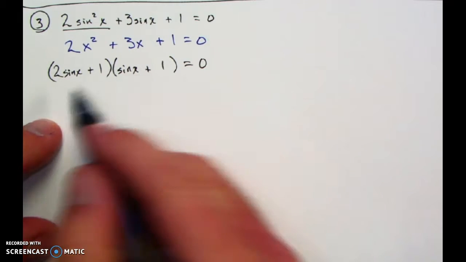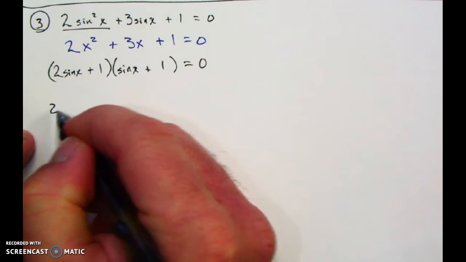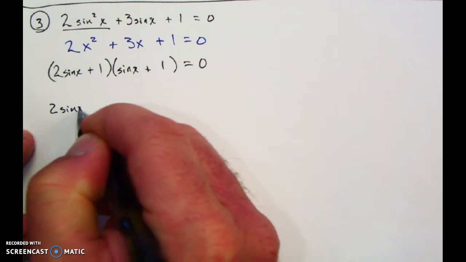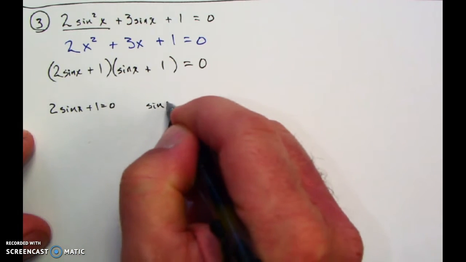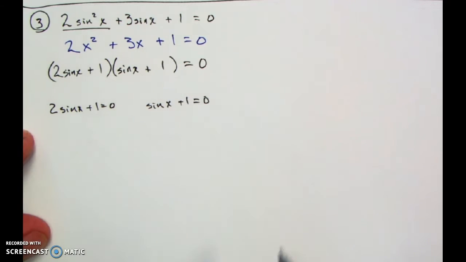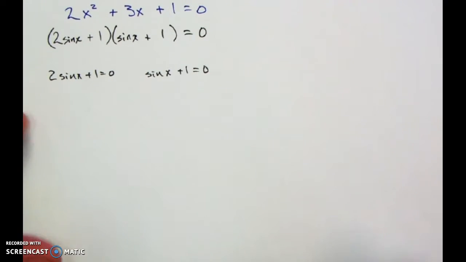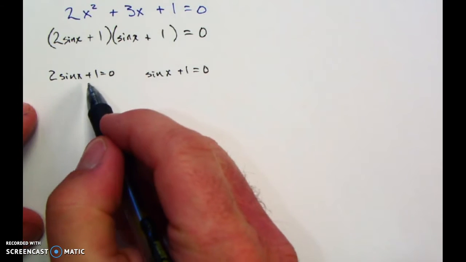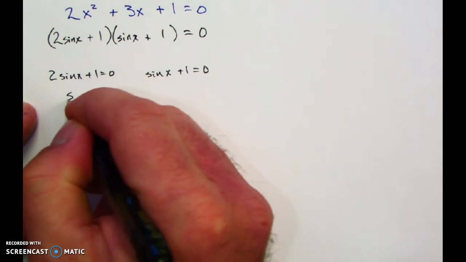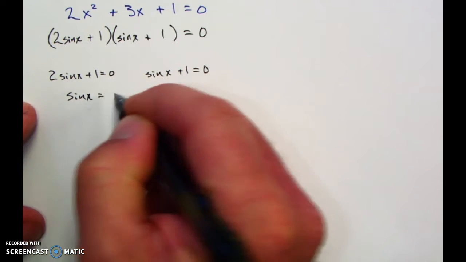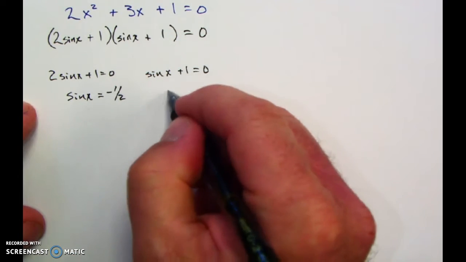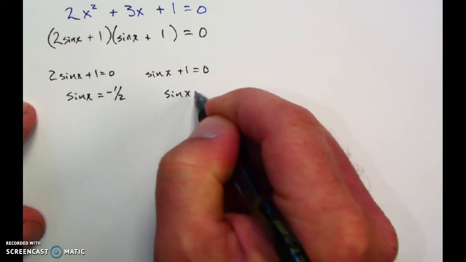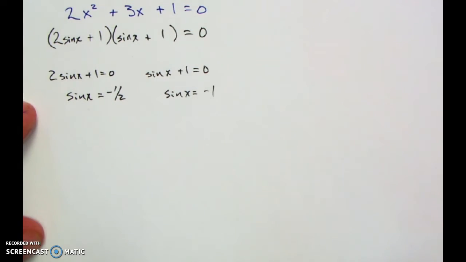So now we're going to solve each of these 2 different parts. We're going to solve 2 sine of x plus 1 equals 0, and we're also going to solve sine of x plus 1 equals 0 as 2 separate pieces, just like we would on a quadratic. Here I'll subtract 1 and divide by 2. So we're looking for what angle is sine of x equal to negative 1/2. And here I'm subtracting 1. So we're looking for what angle is sine of x equal to negative 1.